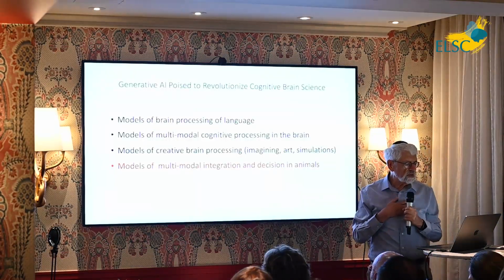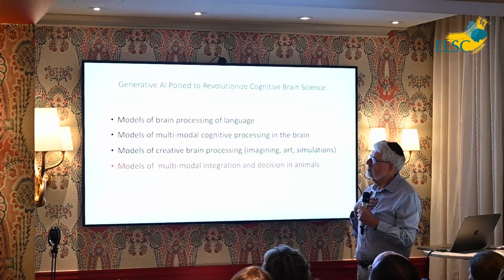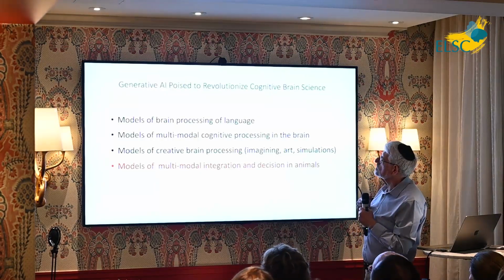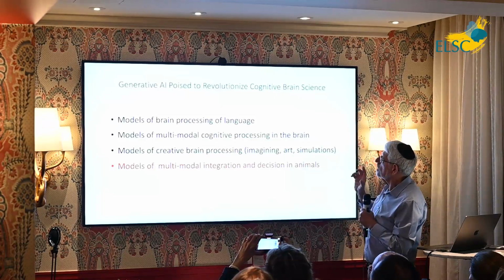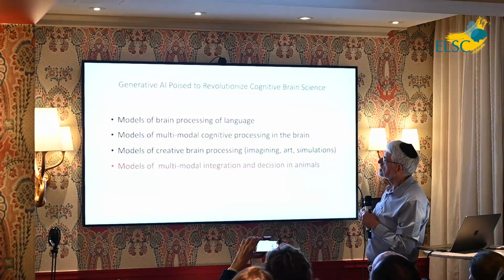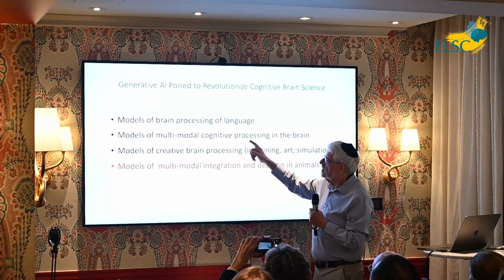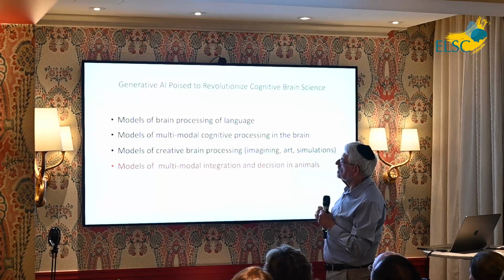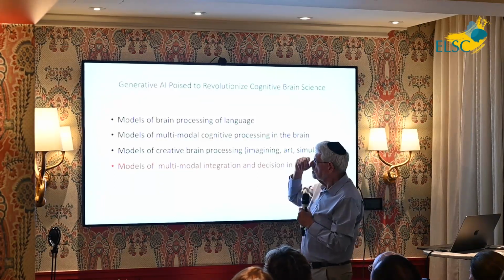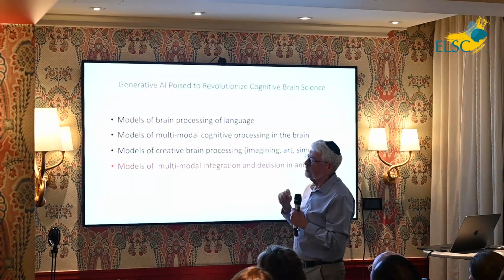So here's my summary. I believe, but it's not a consensus, that generative AI is going to revolutionize brain science, particularly cognitive brain science. For the first time in the history of science, I believe, we have very good models that we can use as potential models of how the brain processes language.